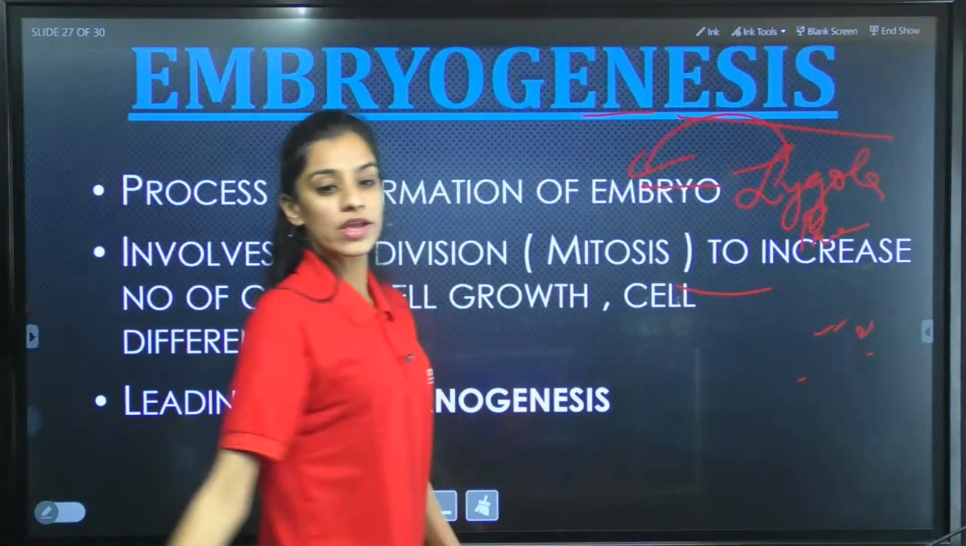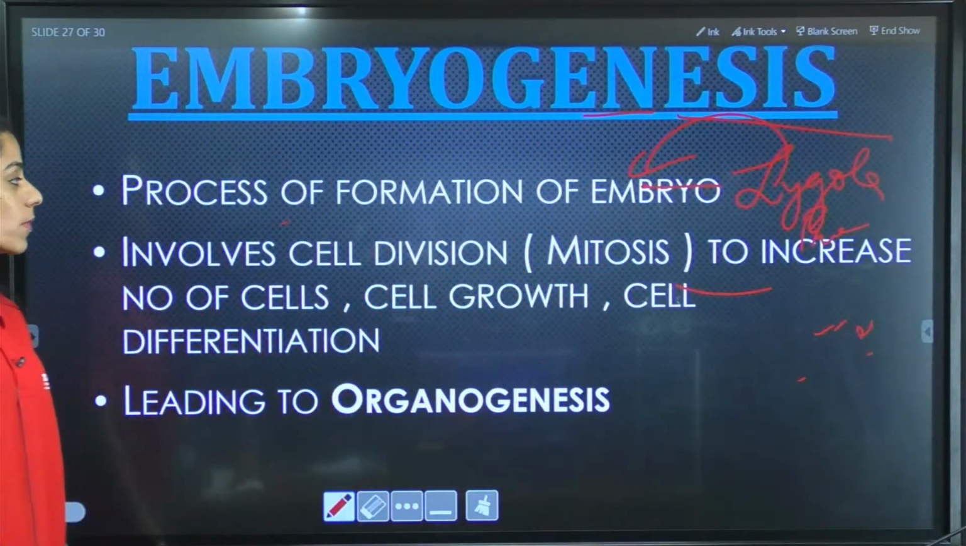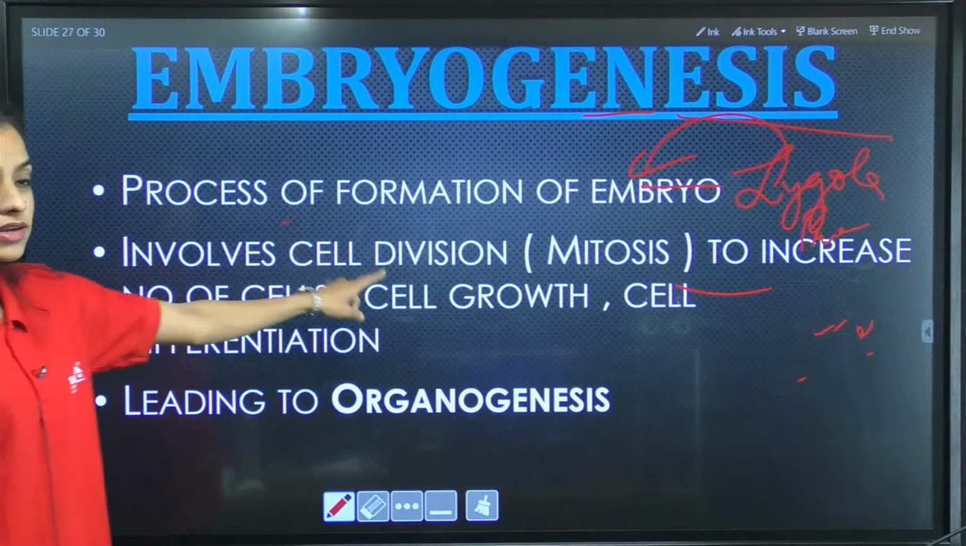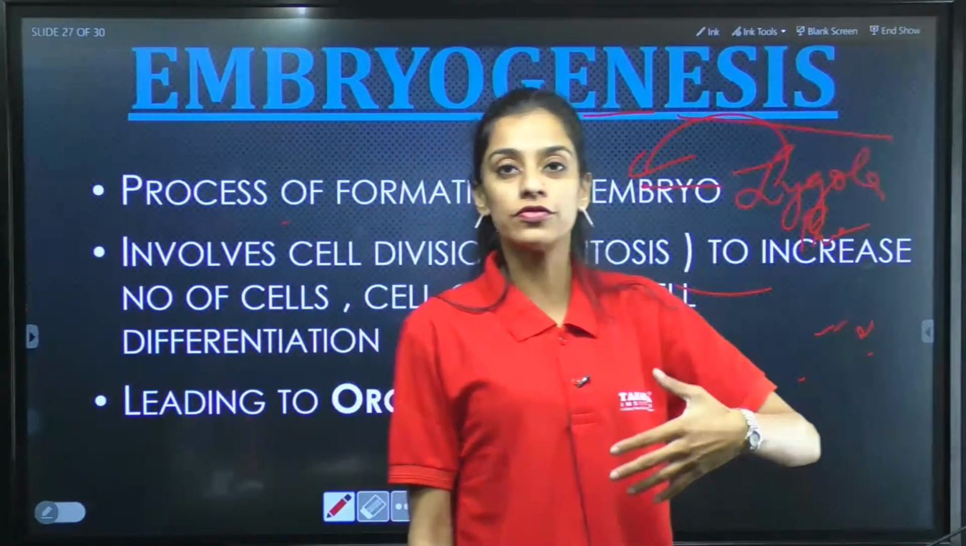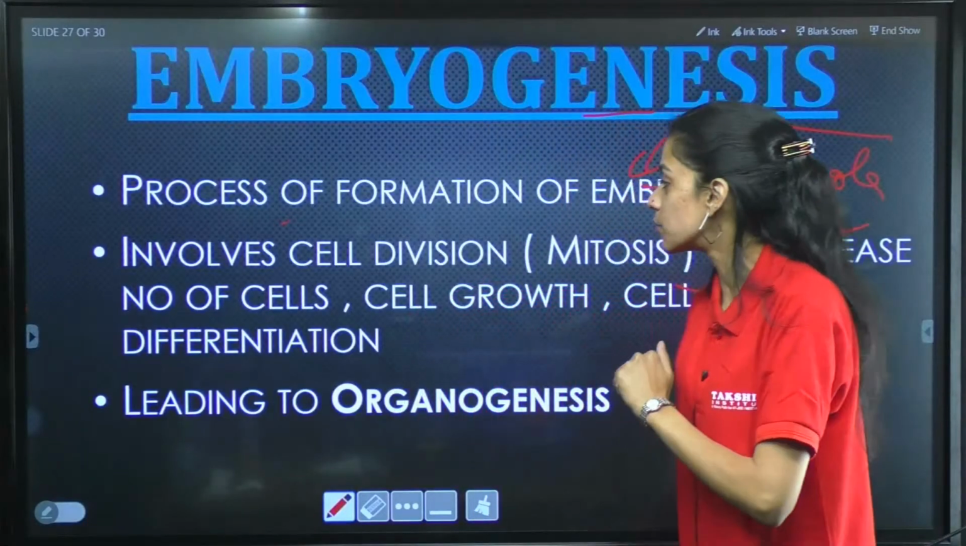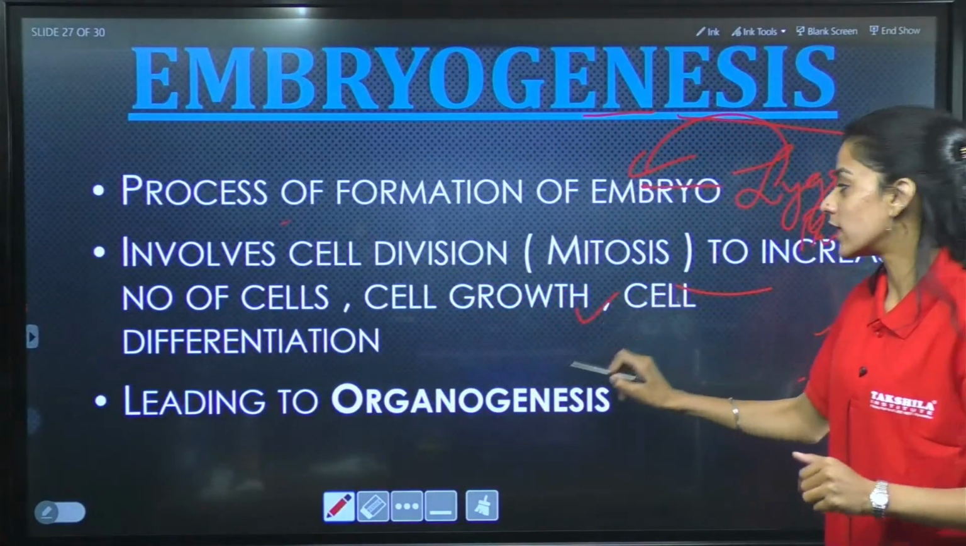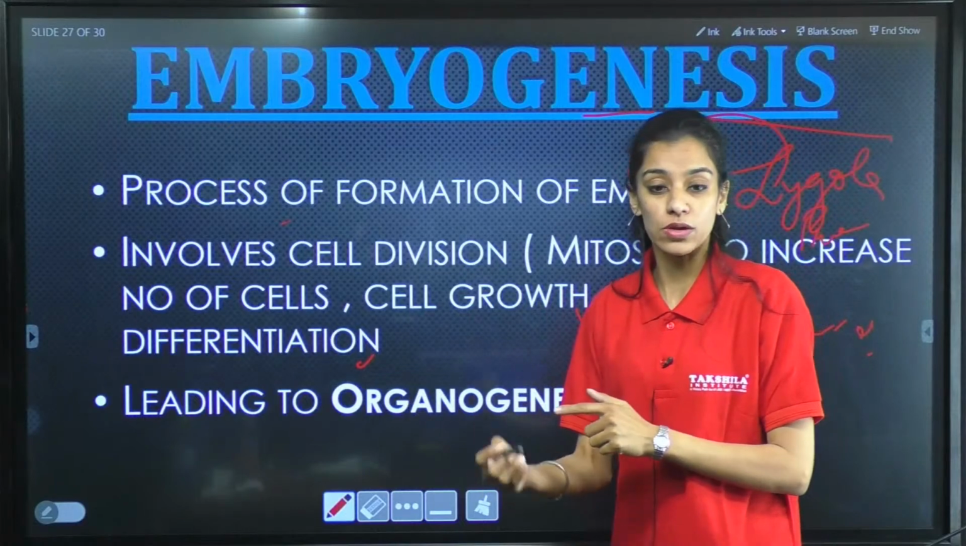Zygote से embryo कैसे बनेगा? By repeated mitotic division. So it involves cell division, which is mitosis. So it is increasing the number of the cells. Cell growth हो रहा है, differentiation हो रहा है, development हो रहा है. तो सब कुछ हो रहा है.